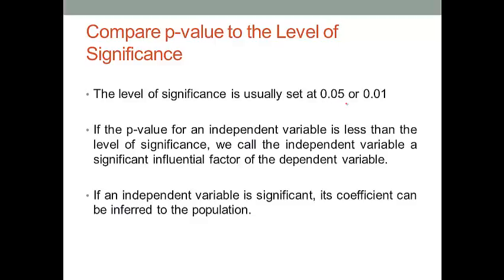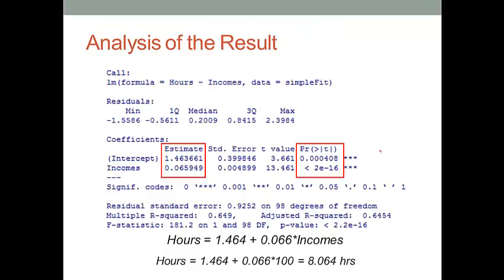After you identify the level of significance value, the next value you want to look at is called a p-value. P-value is the value you get from the data analysis result. If p-value for an independent variable is less than the level of significance value, we call this independent variable a significant influential factor of the dependent variable. In other words, if an independent variable is significant, its coefficient can be inferred to the population. In R, p-value is shown as Pr value.